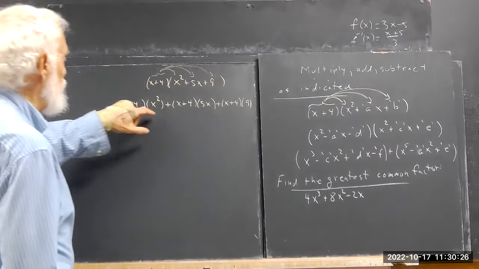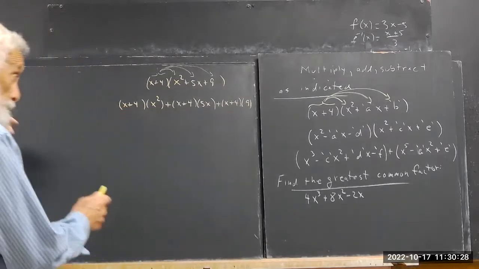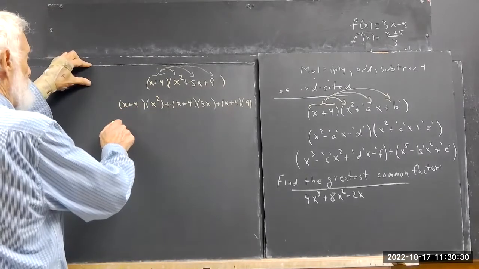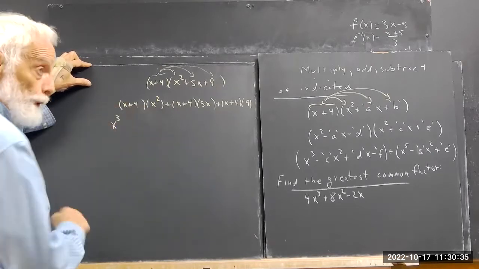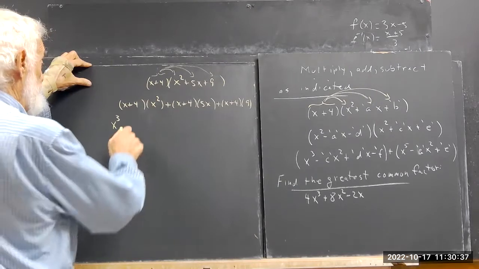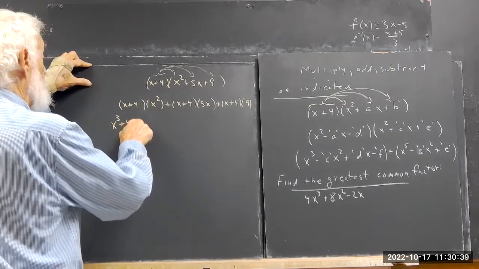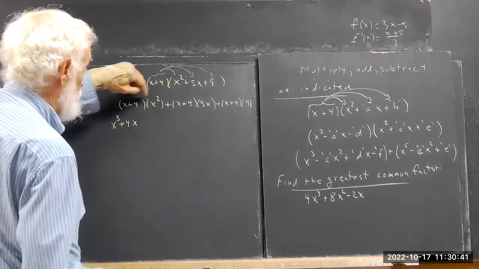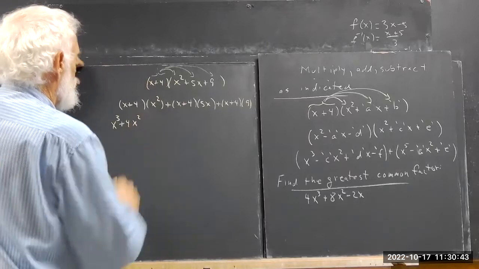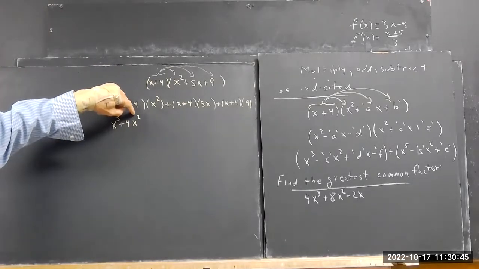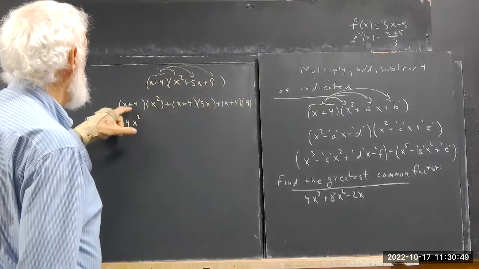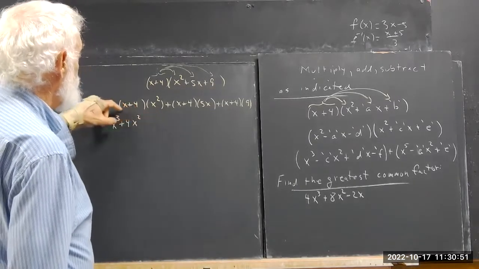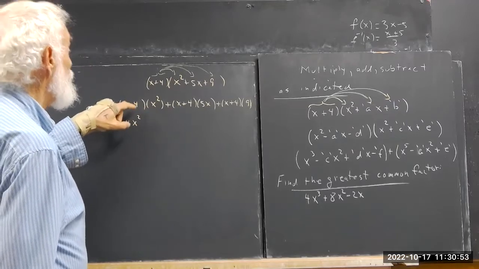Okay, now x plus 4 times x squared. What's that? Well, that's x cubed, because x times x squared is x cubed, plus 4x squared, sorry. Because again, it's a distributive law. This plus this times this is this times this, plus this times this.